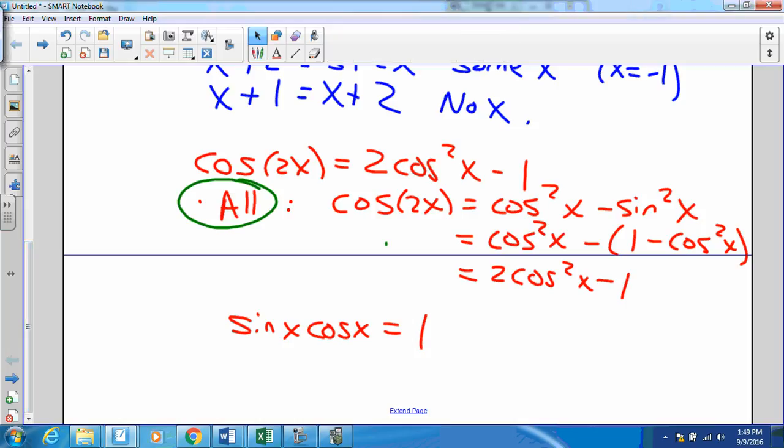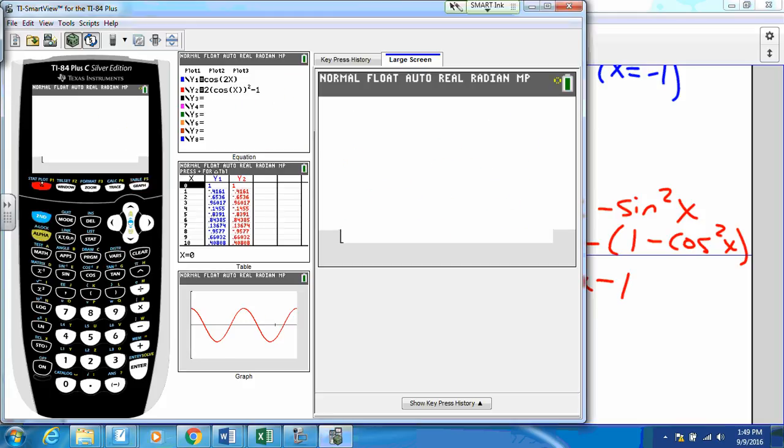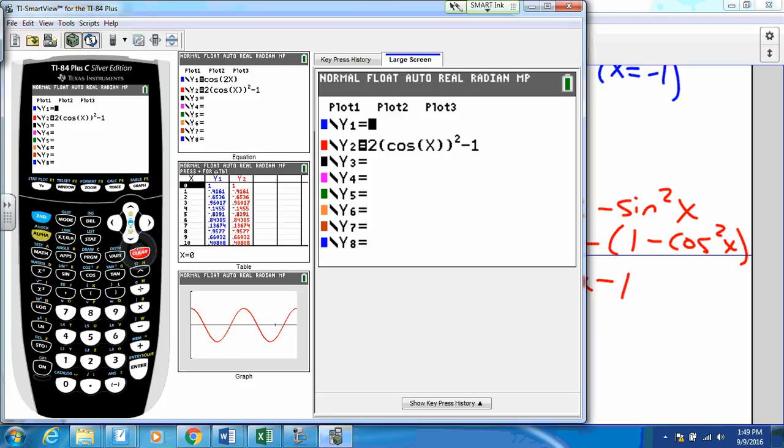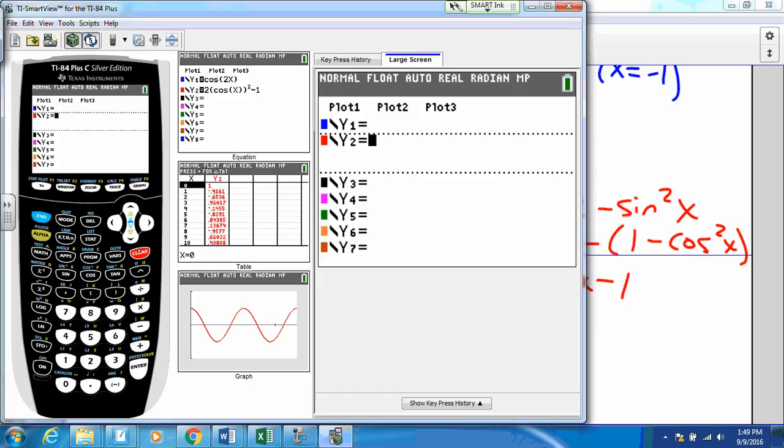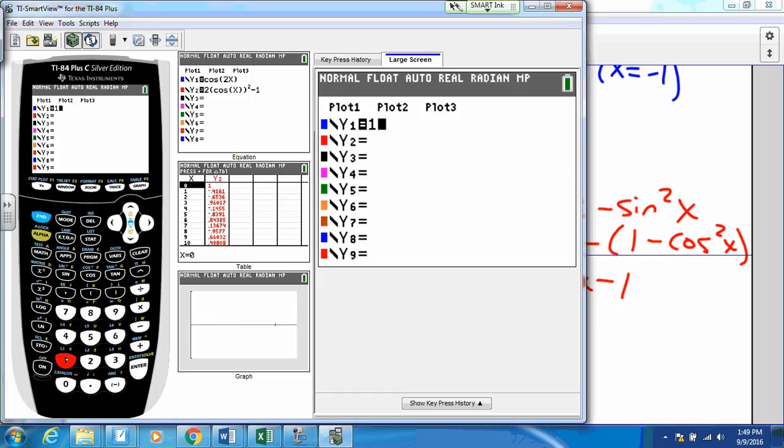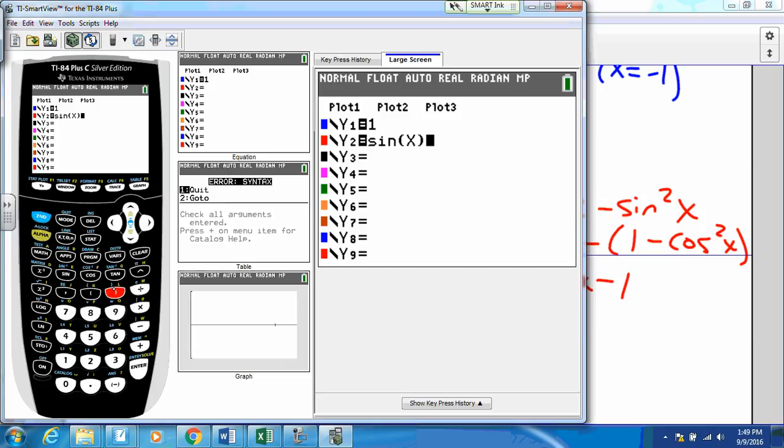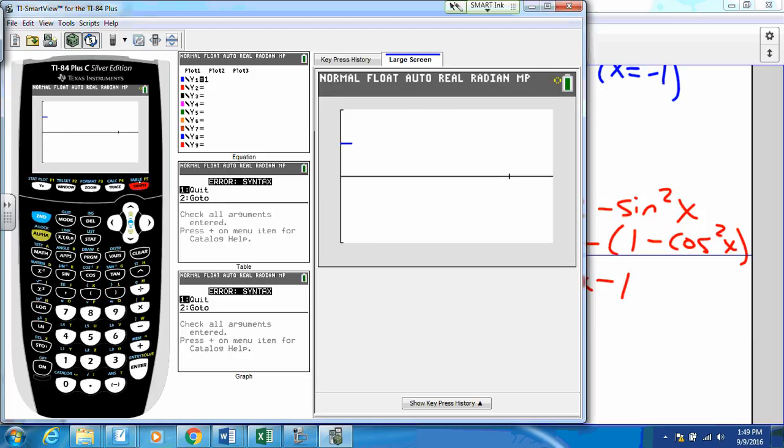Let's do the same. Sine x times cosine x never reaches 1. So I just put 1 more x and graph that. Here comes 1. Here comes sine x cosine x. It looks to me like they never intersect. Is the graph a proof?